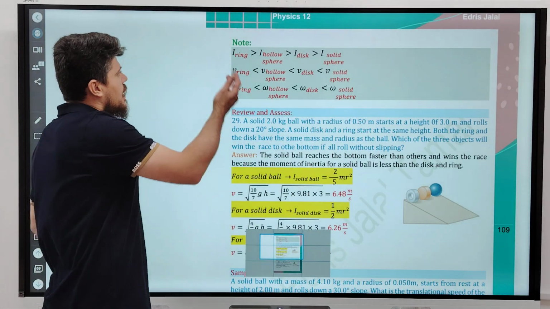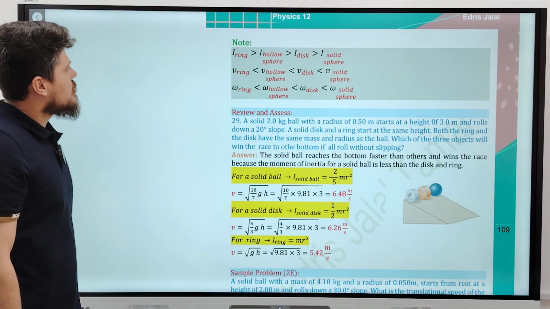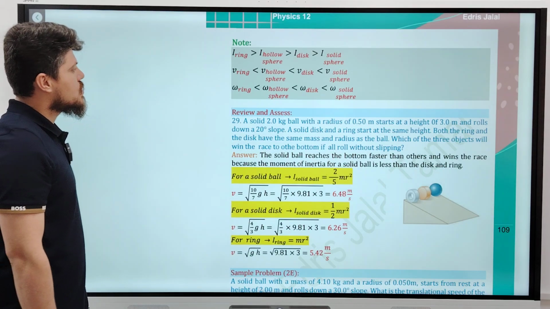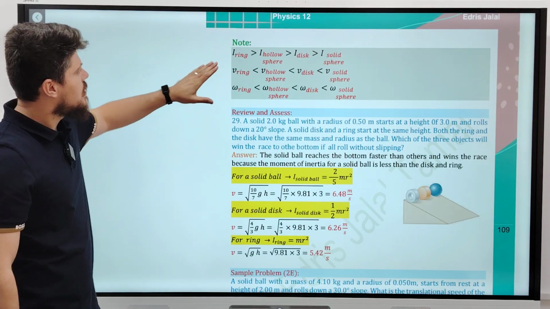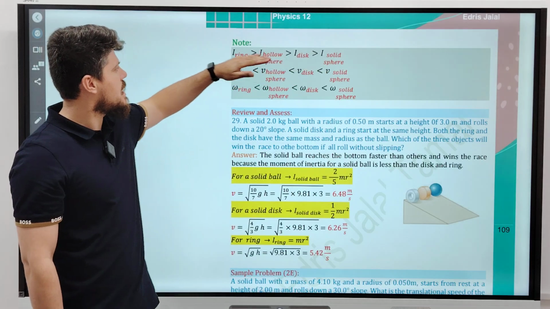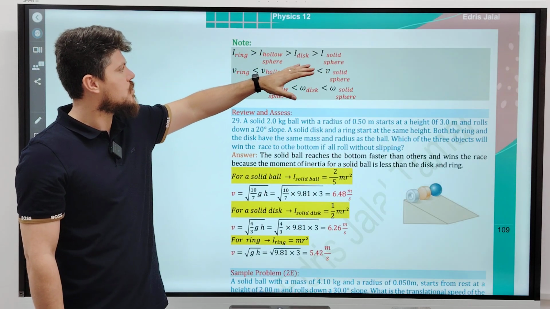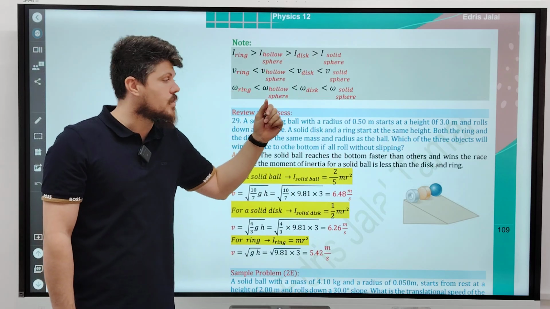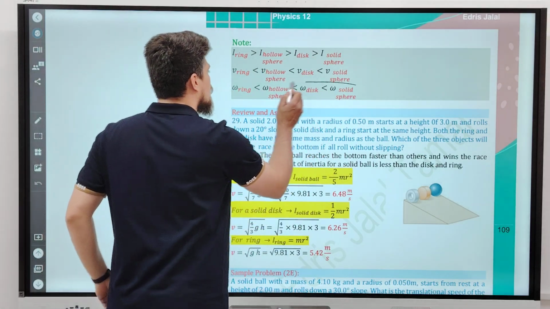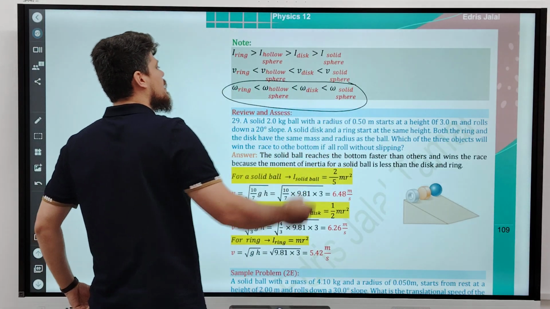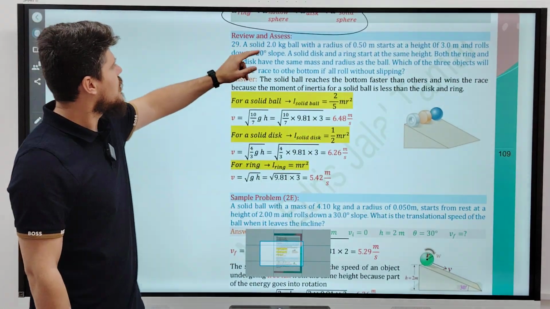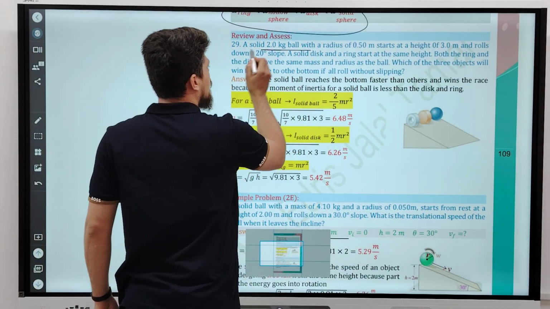According to its shape, the moment of inertia of the ring is bigger than the hollow sphere, the disc, and the solid sphere. So if you release the four different shapes, like ring, hollow sphere, disc and solid sphere, which one moves faster? The solid sphere. Why? Because the angular speed for the solid sphere is bigger than the disc, the hollow sphere and the ring.